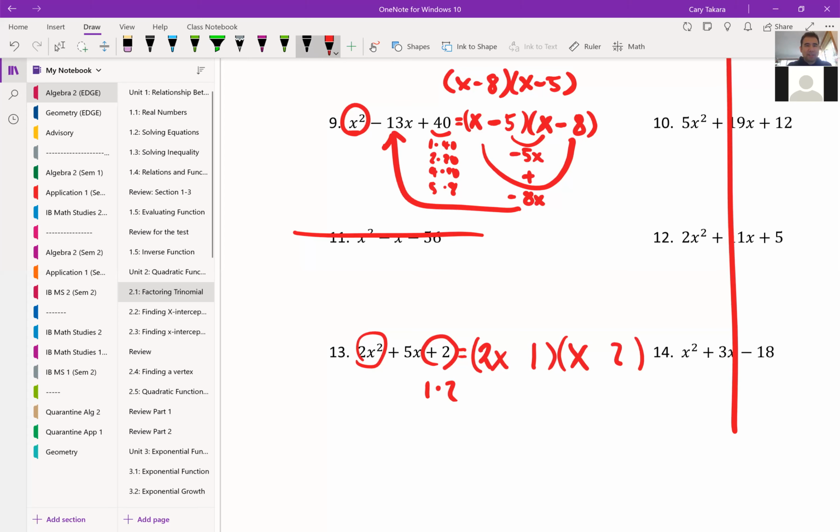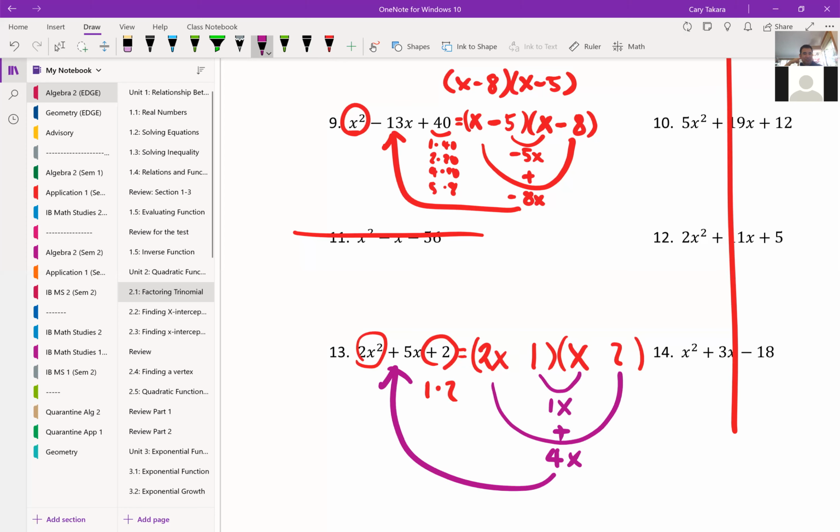And then I will do the donuts, right? It's 1x, 4x. Now, can I create by adding them 5x? Yes, you can, right? 1x plus 4x is 5x. So here it is. Plus 1, plus 2.